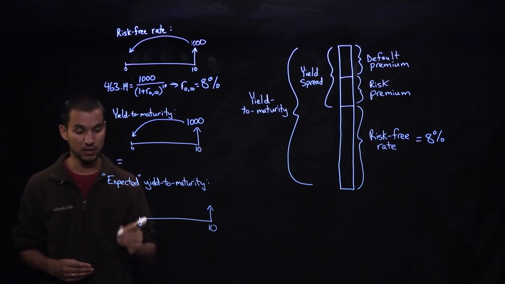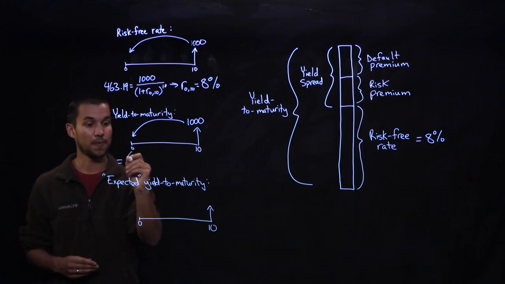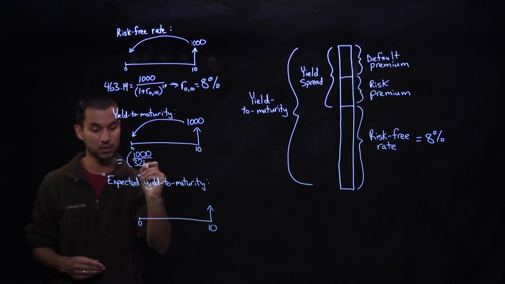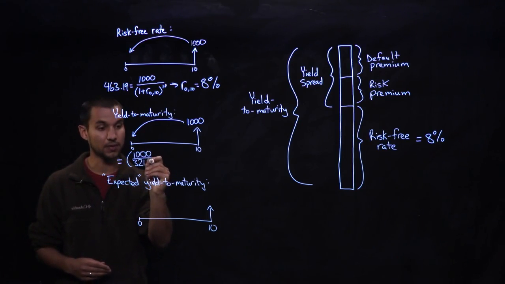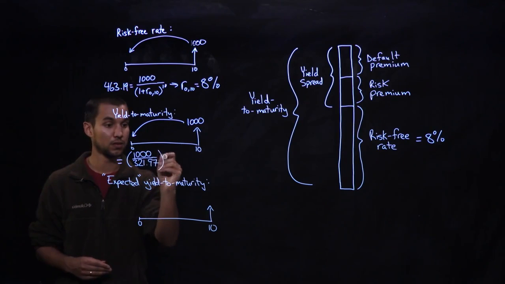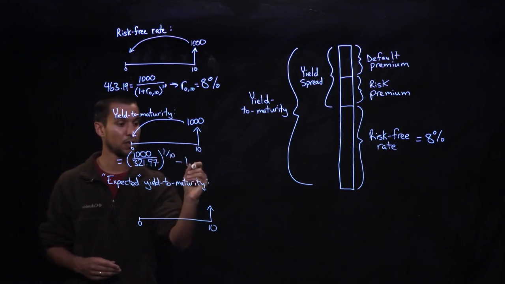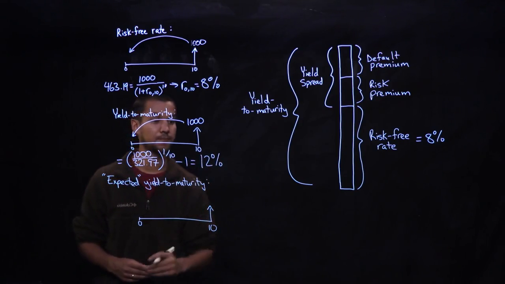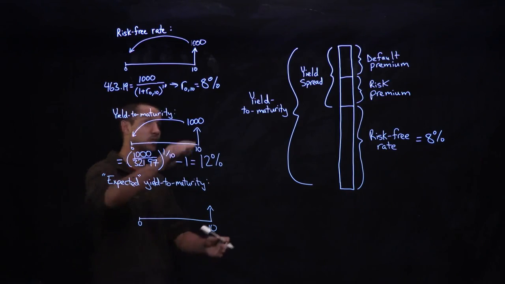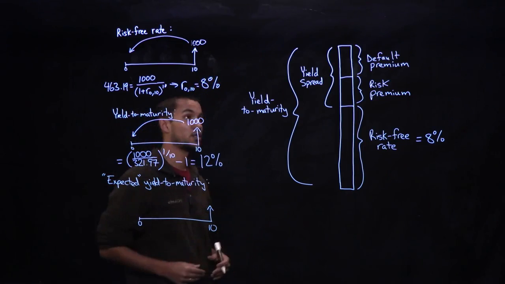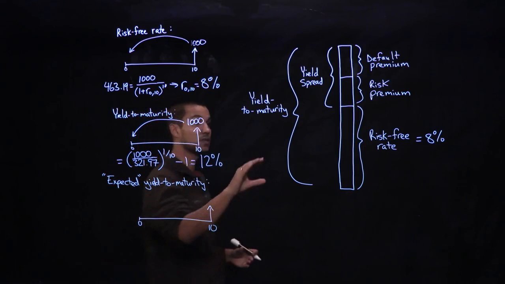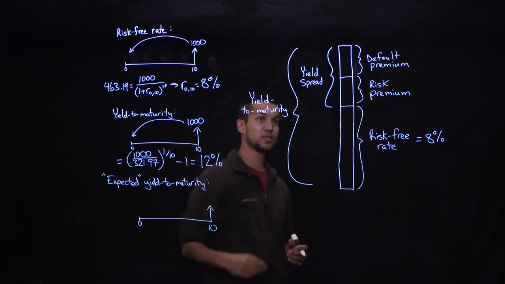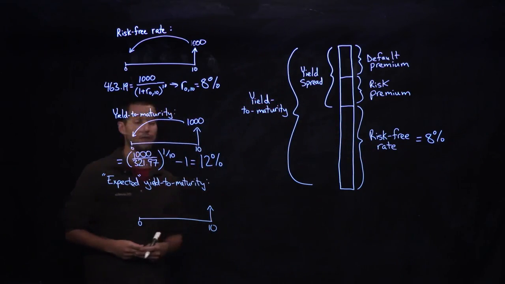And so again, we go through a similar process, and we find that the yield to maturity in this case is going to be equal to $1,000 divided by $321.97, to the 1 over 10, minus 1. And we find that this is equal to 12% per year. And so we see that the yield to maturity of this risky corporate bond is 12%. And so the difference between the yield to maturity of the bond and the risk-free rate gives us our yield spread. And so that's going to be 4% per year.